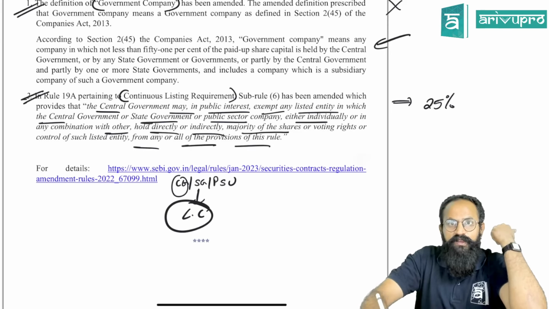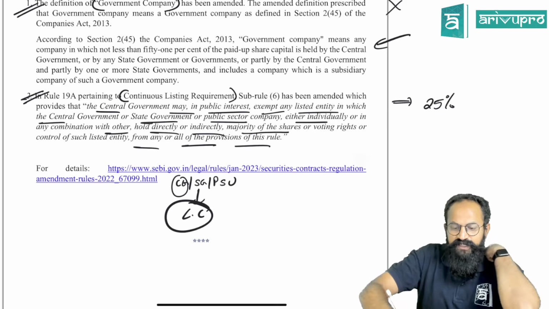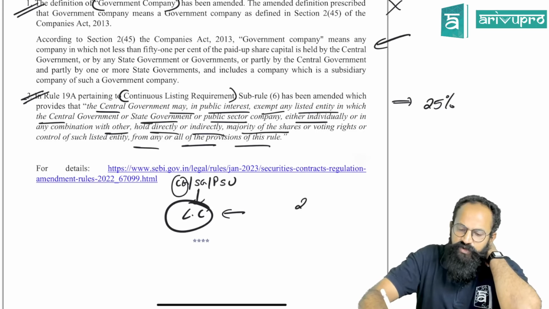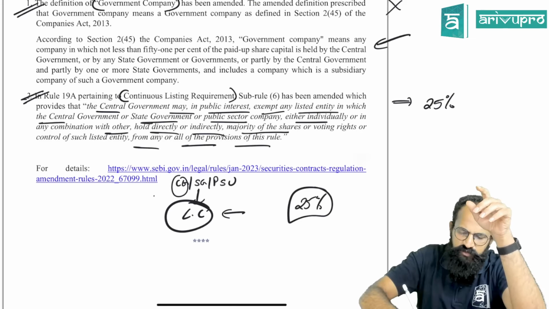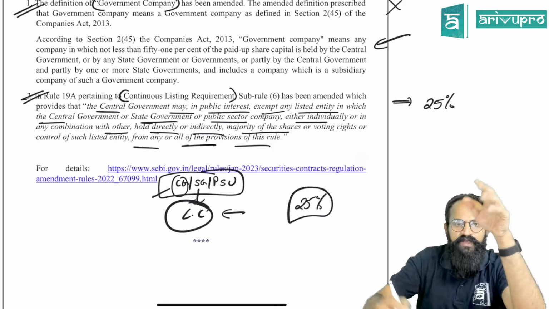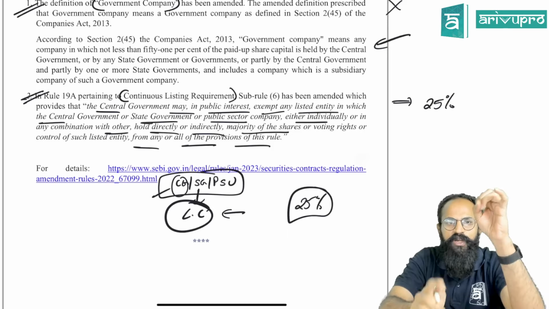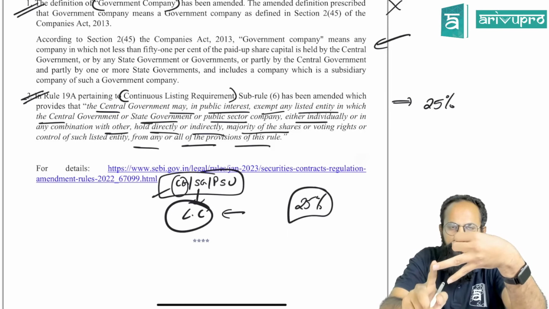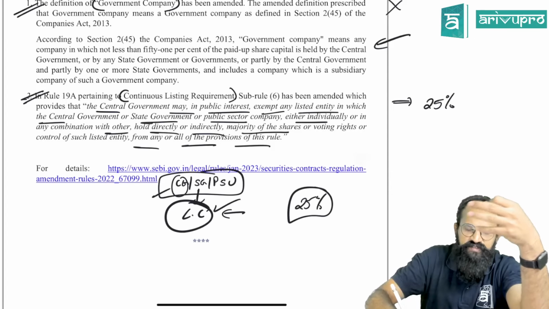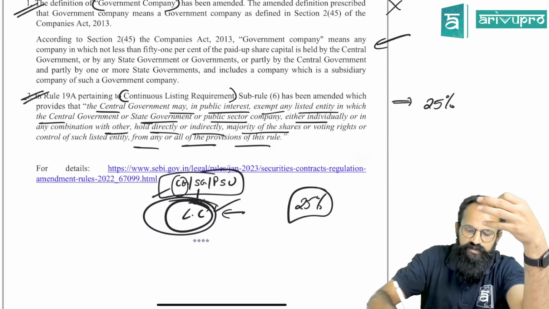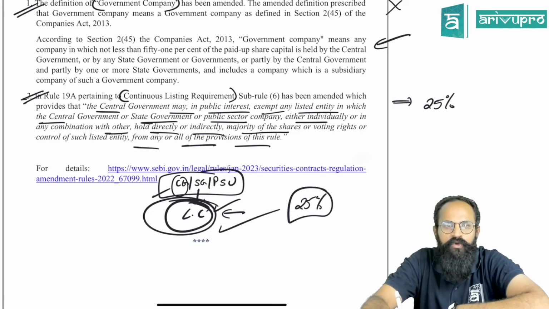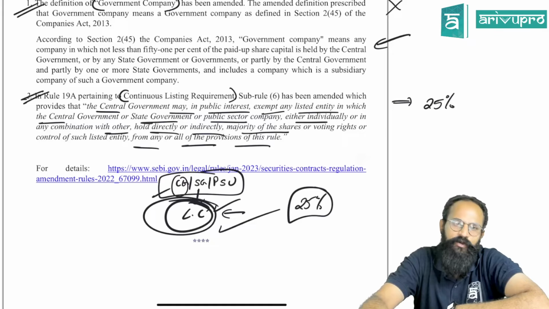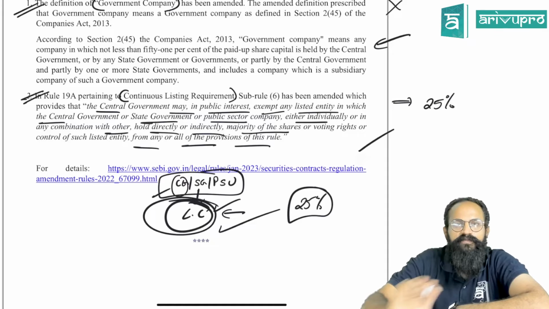Meaning what? The central government may exempt this listed company from this 25% minimum public shareholding when, in this listed company, whether individually or taken together, they are holding the majority of the shares or voting powers or control. Then in the public interest, this listed company can be exempted from the minimum public shareholding or the continuous listing requirement. This is an amendment. Done now. That's all.